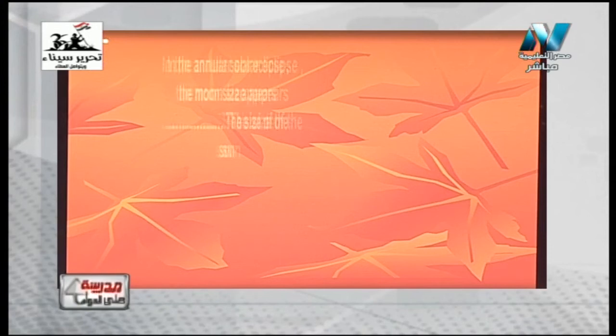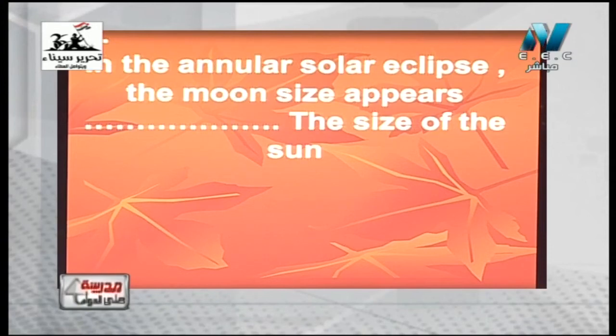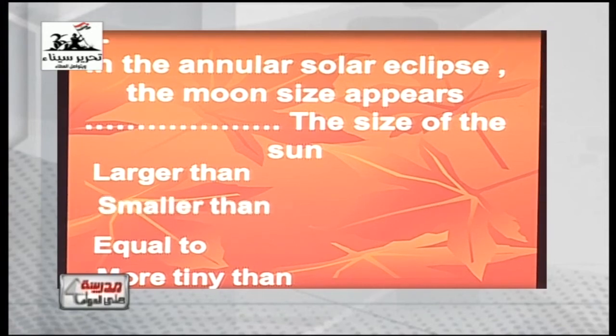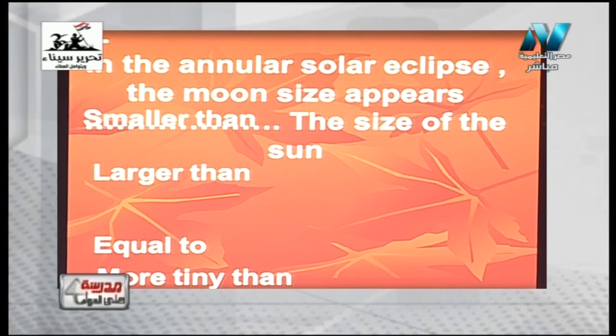Another question that says, in the annular solar eclipse, في كسوف الشمس الحلقي اللي بنسميه annular, the moon size appears, what, to the size of the sun? حجمه بالنسبة للشمس قد إيه تقريبا؟ Larger than, smaller than, equal to, more tiny than. So again, in the annular solar eclipse, the moon size appears to be what to the size of the sun? Sure, we can see the lighted ring of the sun. بشوف بس حلقة مضيئة من الشمس. يبقى معنى كده إن حجم القمر أصغر من الشمس. حجم القمر أصغر لأنه قرب عليها جدا، فبيسيب بس الأحرف المضيئة من الشمس اللي بنسميها lighted ring أو annular solar eclipse. يبقى هنا هيكون حجم القمر smaller than the size of the sun.